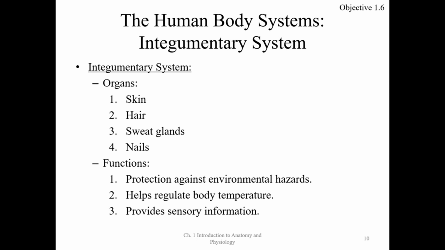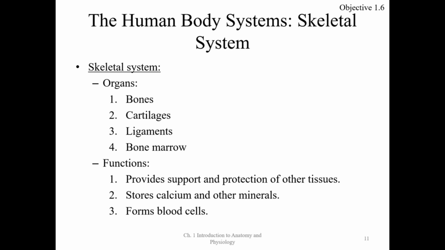Now, starting off, the organs of the integumentary system: skin, hair, sweat glands, and nails, which function to protect against environmental hazards, help regulate body temperature, and provide sensory information, okay? All right. Now, in the skeletal system, our bones, cartilages, ligaments, and bone marrow, all of this helps to provide support and protection for other tissues, store calcium and other minerals, and form blood cells.